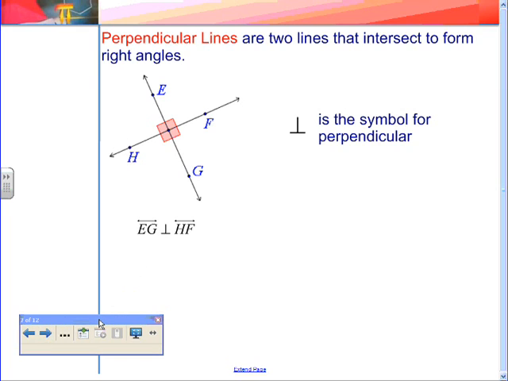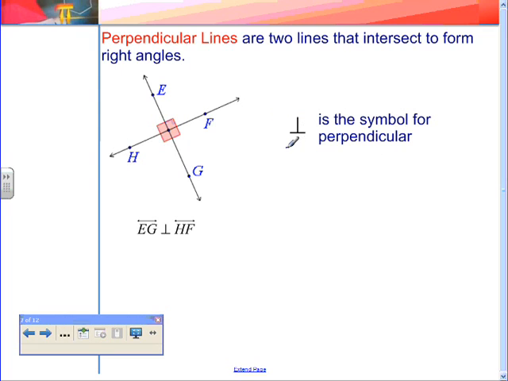Another definition we had to talk about in this section is perpendicular, and I think you're probably already familiar with this word, but just in case, let's get a specific definition. If I'm talking about perpendicular lines, we're talking about two lines that intersect to form right angles. So here we have our two lines, line EG and line HF, and we can see those little squares on here so we know for sure that they're right angles.